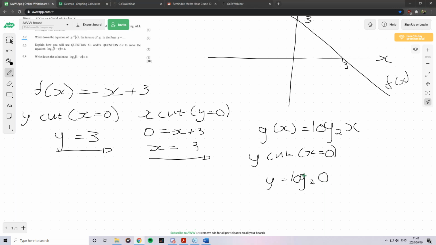Now, here's something that's important. This does not exist. We cannot find a value for y so that this works. Log base 2 of 0 just does not exist. Every log function does not exist at 0. Alright. Now let's look for our x cuts.